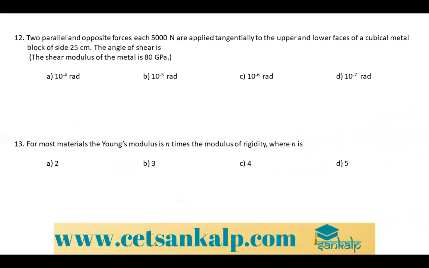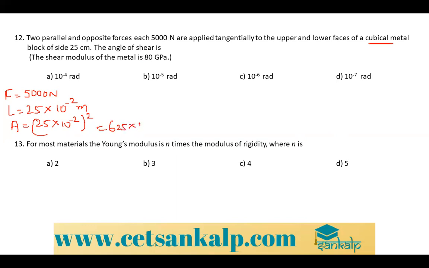So two parallel and opposite forces, each 5000 Newton. So you can consider F is equal to 5000 Newton, L is equal to 25 into 10 to the power minus 2 meter. So area of cross section is nothing but, they told it is cubical, so you'll be having length into breadth only. So length the whole square. So A is equal to 25 into 10 to the power minus 2 whole square. That is nothing but 625 into 10 to the power minus 4.